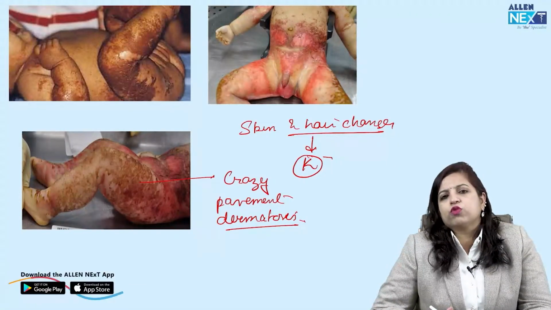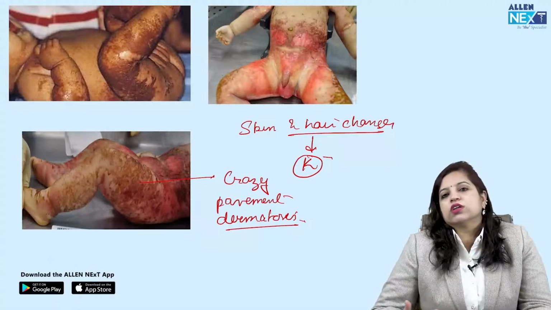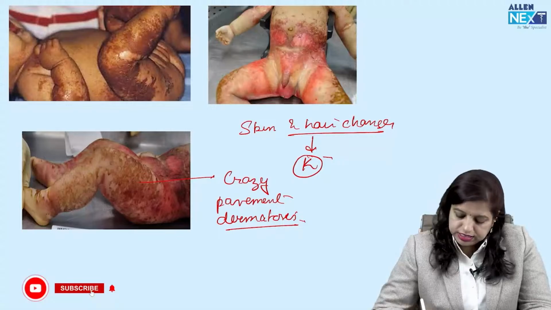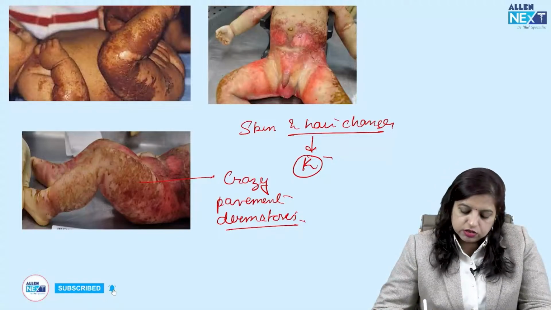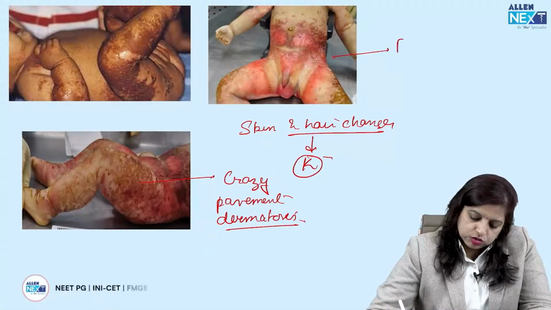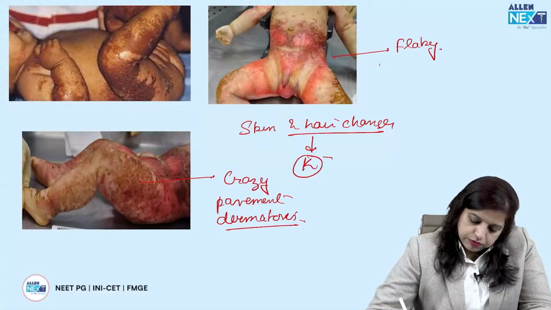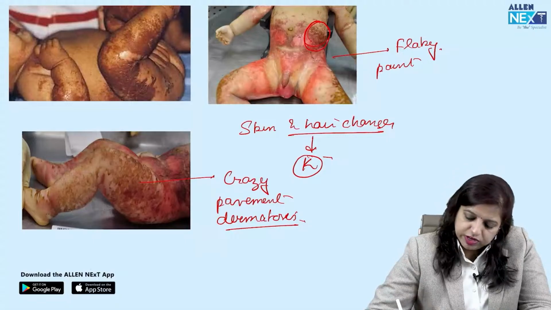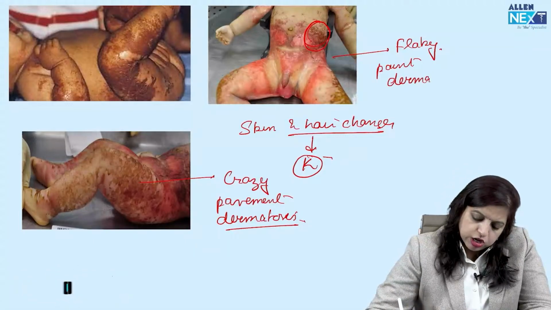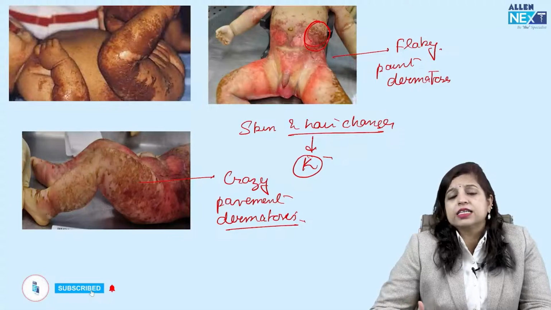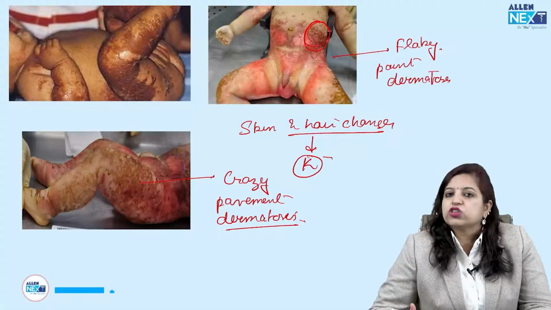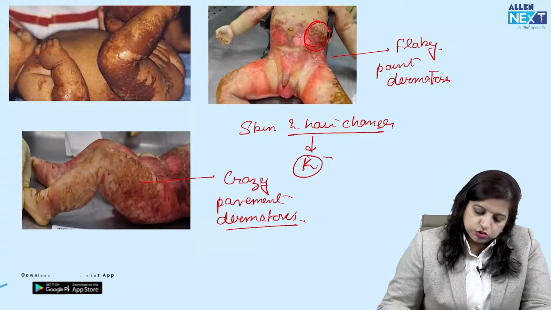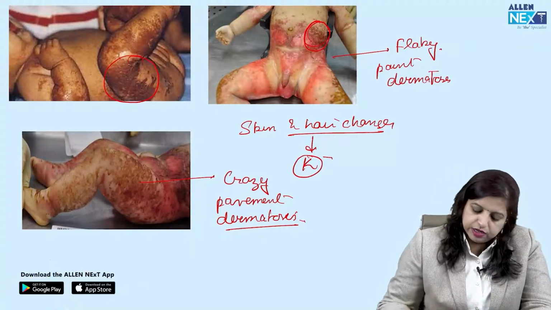So these children are prone to develop more infections. The kwashiorkor infections are more common because you can see the poor condition of the skin. So crazy pavement dermatosis, or flaky paint dermatosis, also known as flaky paint. You can see it seems as if the paint is coming off. These raw areas serve as a nidus, a bed for the proliferation of the bacteria, and hence more infections occur in kwashiorkor, right? So this is the flaky paint dermatosis.